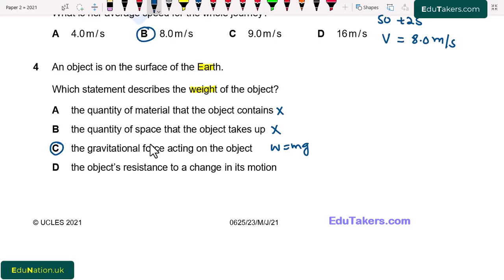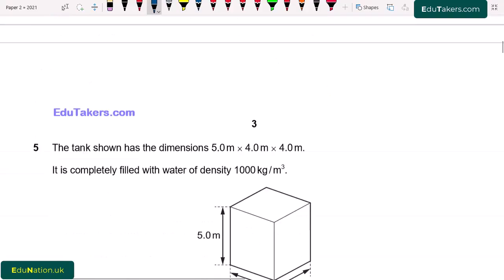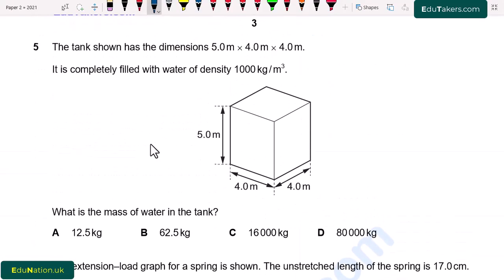So the gravitational force acting on the object is actually equal to the weight of the object. Option D is the object's resistance to change in its motion. So it is basically mass. So this is also incorrect.